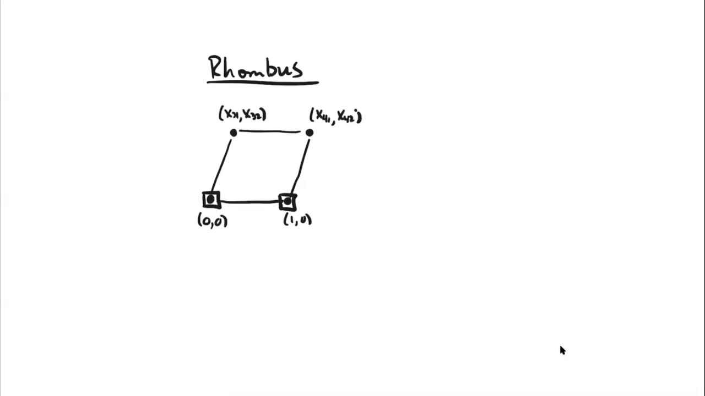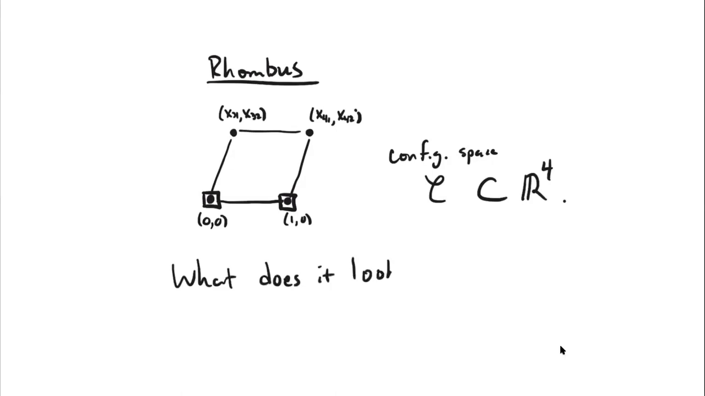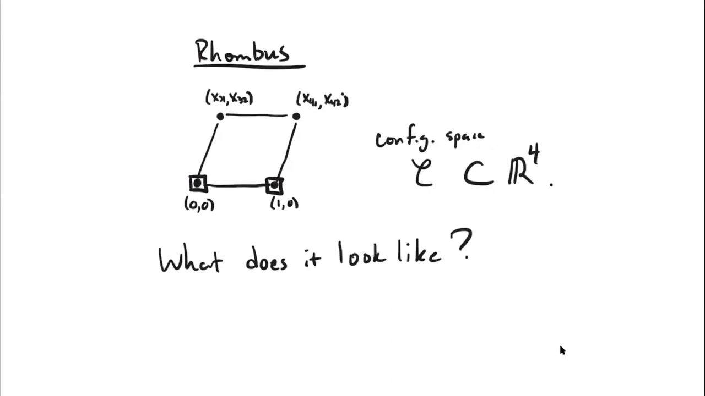And then the configuration space of this framework, let's call it C, lives inside of R4. Does everyone agree? And my question to you is, what does it look like? It is a subset of R4. What can you tell me about it? Does anybody know? It's a curve.